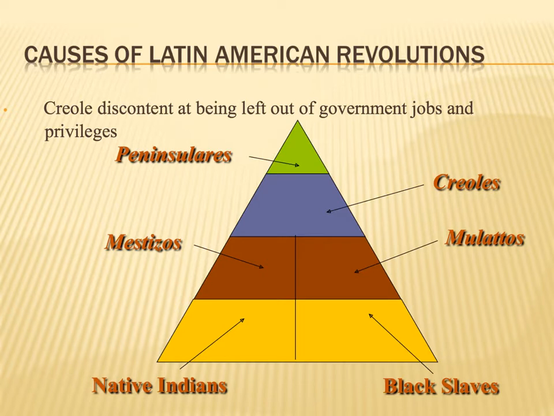So the Creoles and the Peninsulares, remember, are the same race and ethnicity. But the Peninsulares are treated as higher class citizens, and the Creoles are treated as second class, and so they didn't get the top positions in society that the Peninsulares got, and they were very resentful of that.